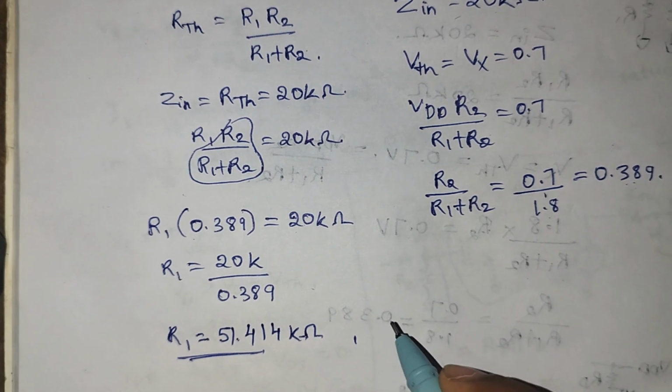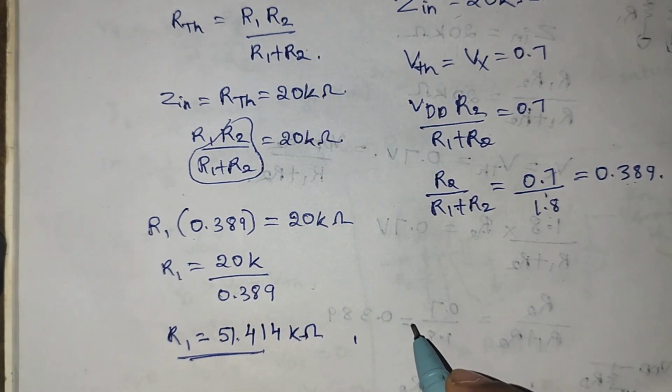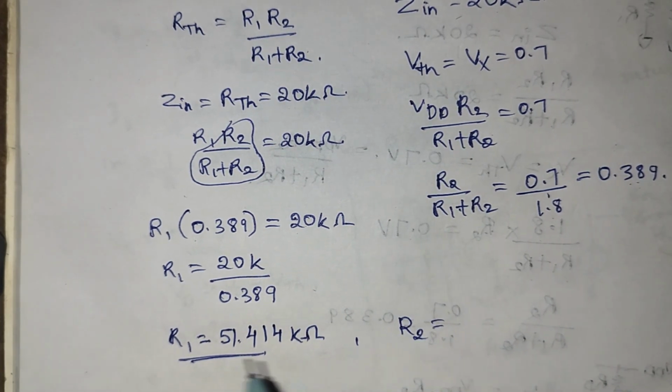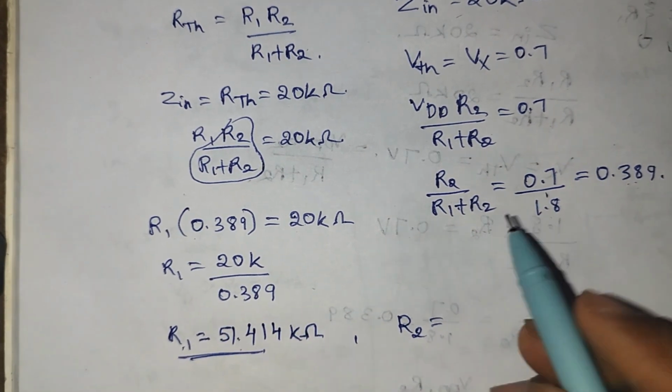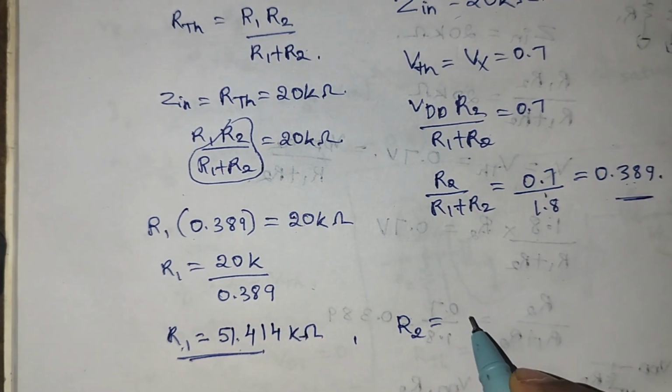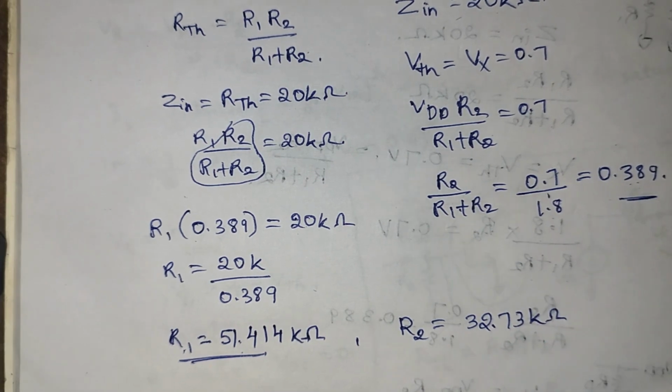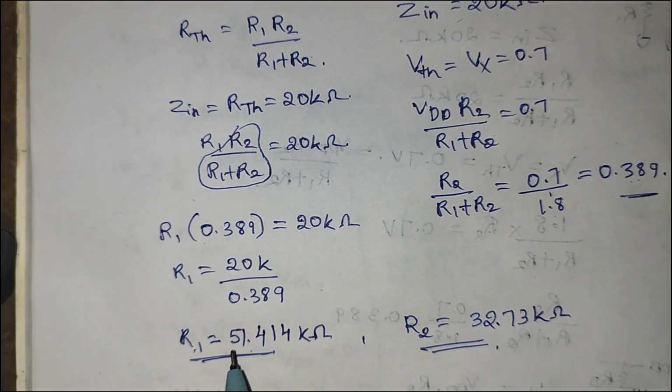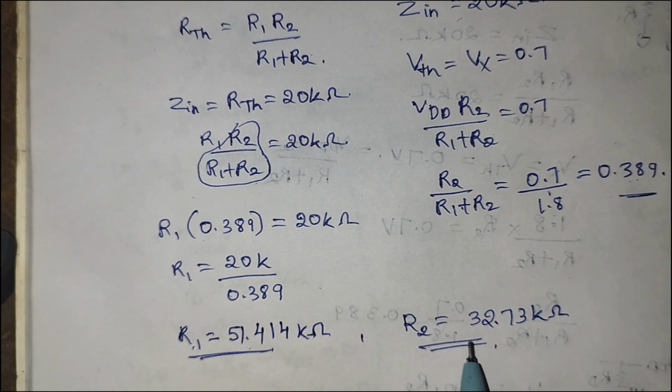And we can also find R2 by substituting R1 as 51.414 kilo ohm in the equation. In this equation we will get R2 as 32.73 kilo ohm. These are the values of R1 and R2 for our circuit for the given specification.